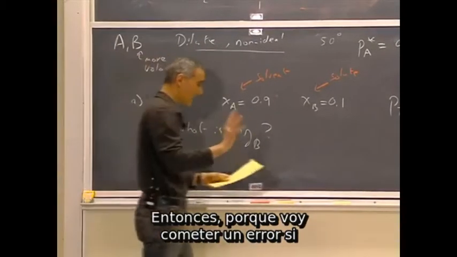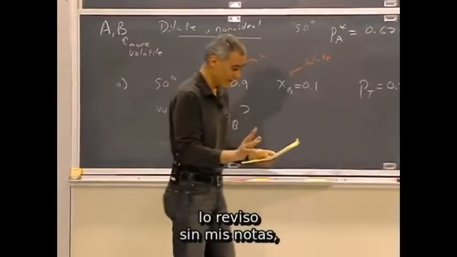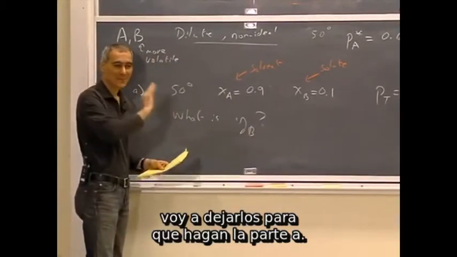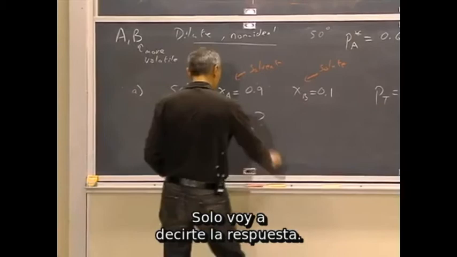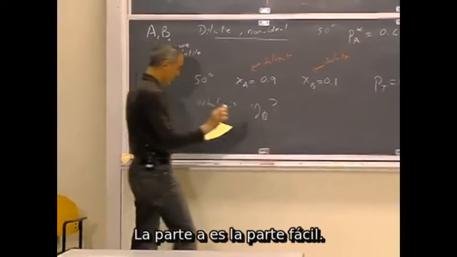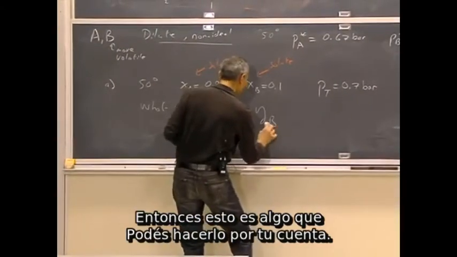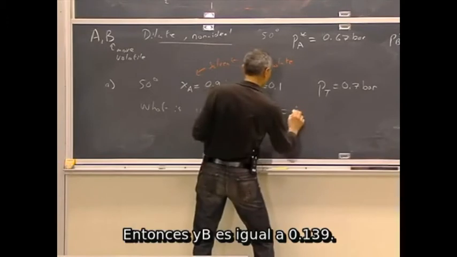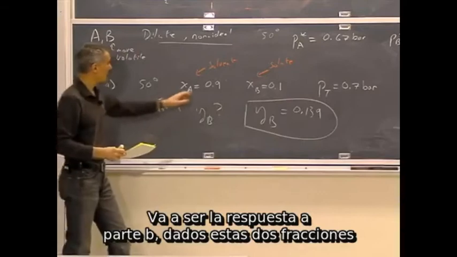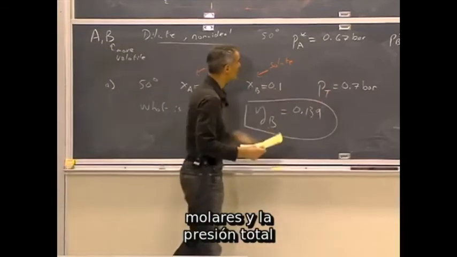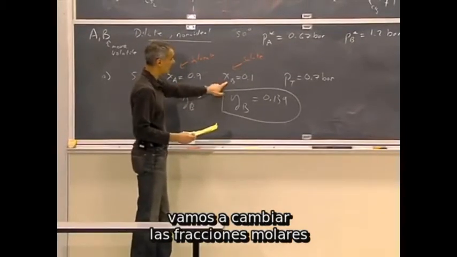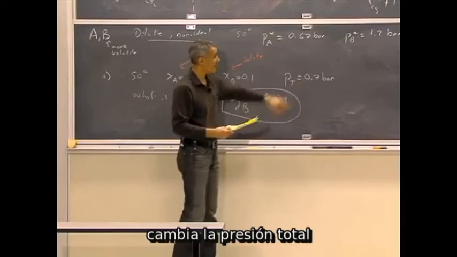All right. Because I'm going to make a mistake if I go through it without my notes, I'm going to leave it up to you to do part A. Okay? That's a good way out of making a mistake. I'm just going to tell you the answer because the interesting part is part B of the problem. Part A is the easy part. So this is something that you can do on your own. So y_B equal to 0.139 is going to be the answer to part A, given these two molar fractions and the total pressure. So now what we're going to do is we're going to change the molar fractions, and we're going to find out how that changes the total pressure.